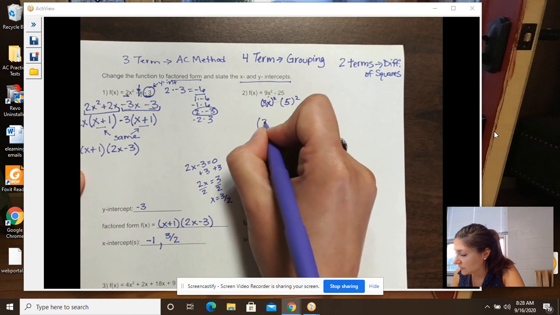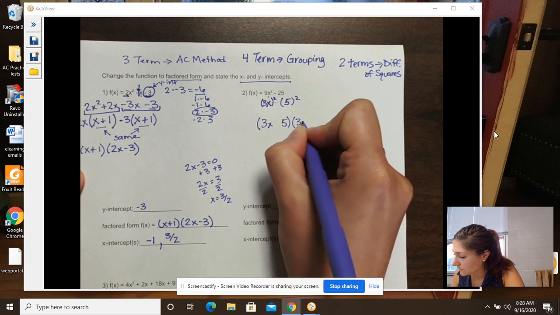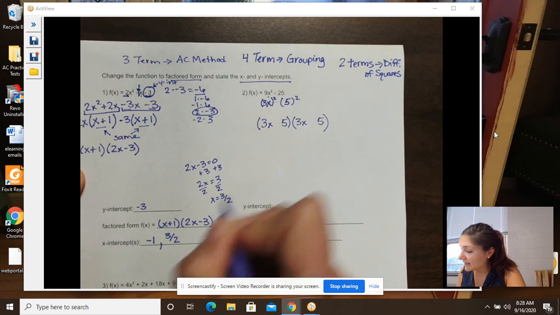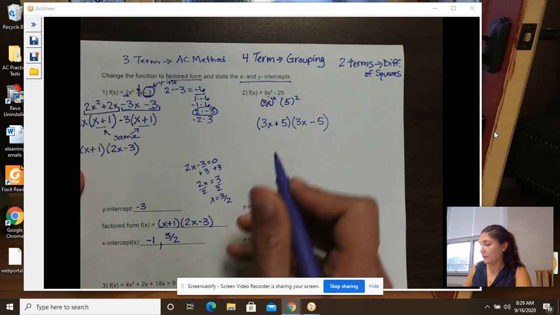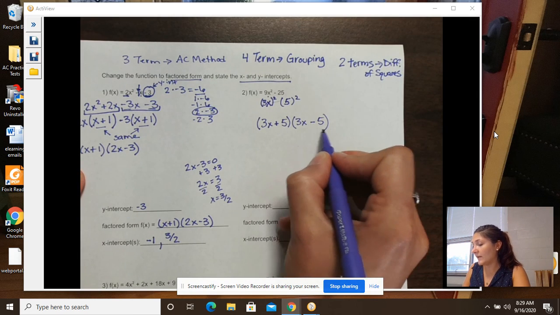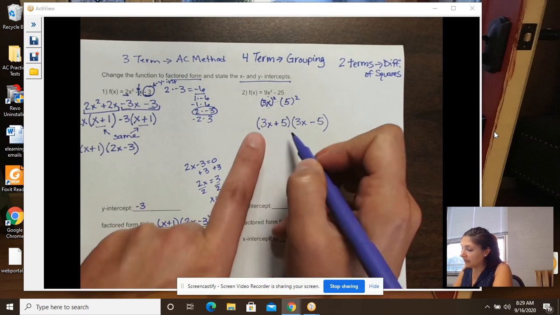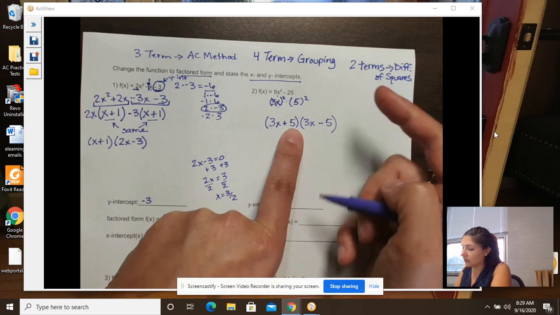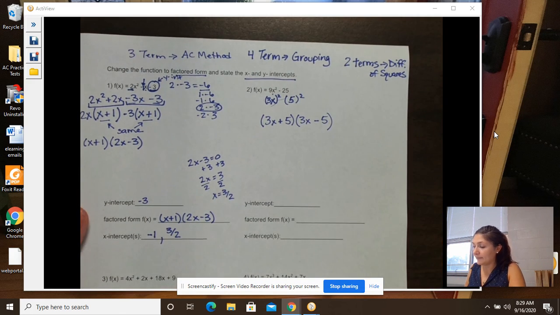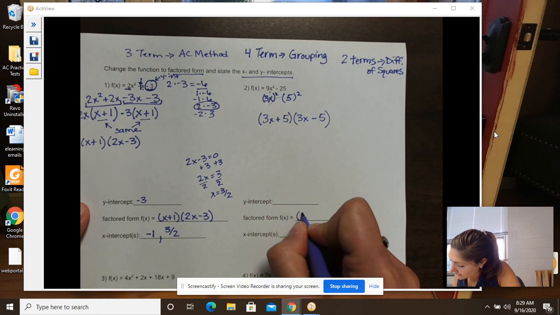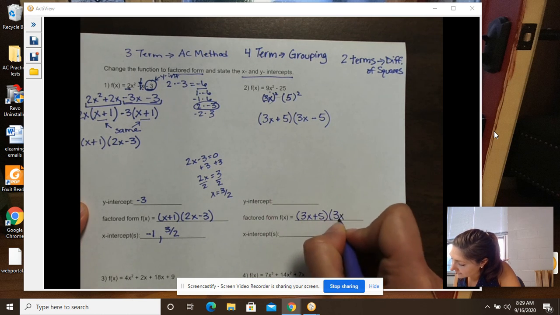Remember that first term goes at the front, the second term goes at the back. So I'm going to set that up for each of my factors, and then just opposite signs in between. So 3x plus 5 and 3x minus 5. Okay, always the first term in the front, always the second term in the back of each factor, and again, those opposite signs. So our factored form here is 3x plus 5 and 3x minus 5.